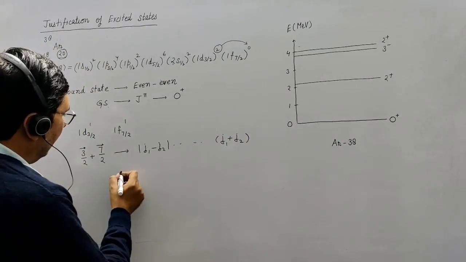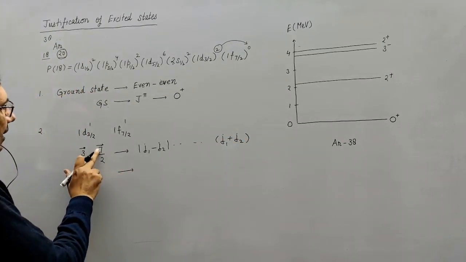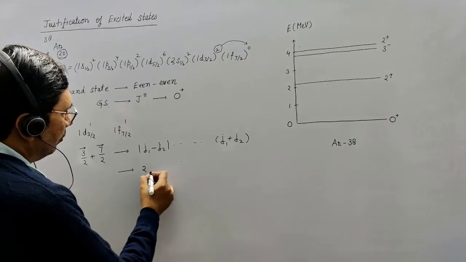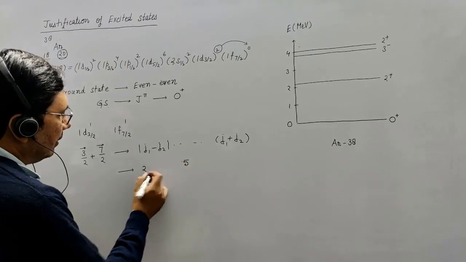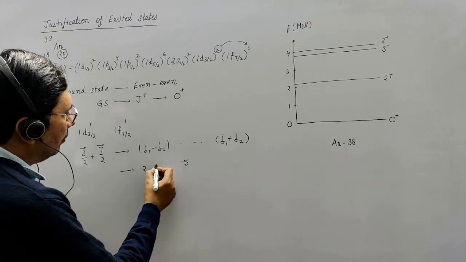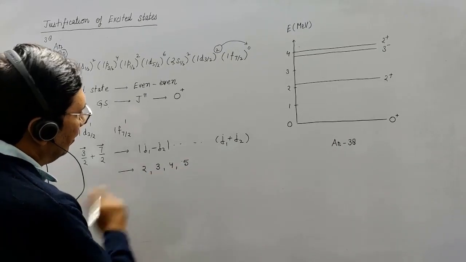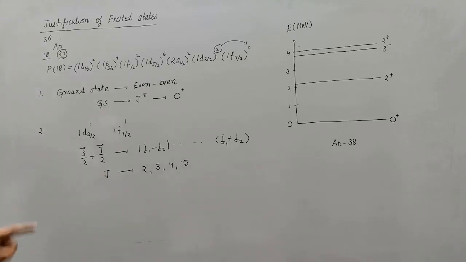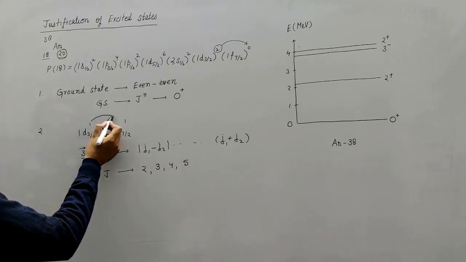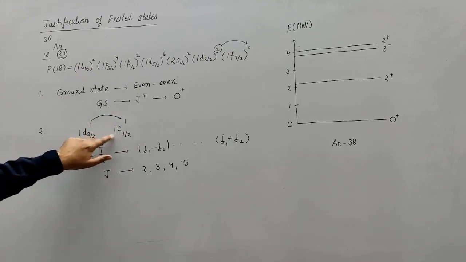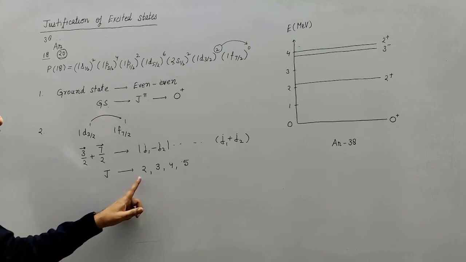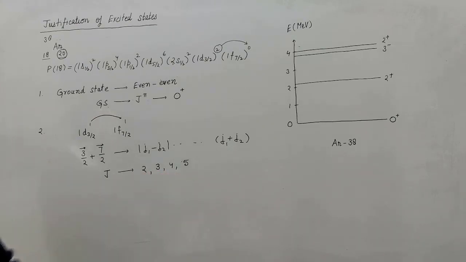So we will use this formula. From here, which values can we get? 7/2 minus 3/2 is 2, and the maximum will be 5. In between, there will be a difference of 1 between J values. So these values will be 2, 3, 4, and 5. So these values of J are possible. If one of the protons moves from here to here, then we will have two unpaired protons, and when these two unpaired protons combine together, they will give us resultant J values equal to 2, 3, 4, and 5.